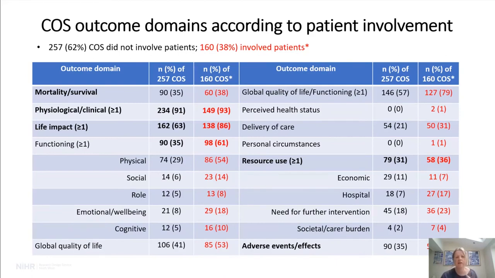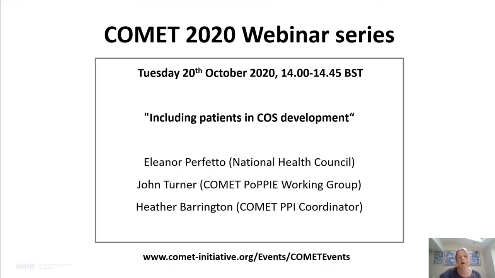If you look at life impact, you will see that of the core outcome sets that didn't involve patients, 63% of them included some outcome that would fit in a life impact domain, whereas that percentage went up to 86 when you ask patients. So those of you that have worked with patients before will recognise that as being something you'd anticipate, that patients really care about the impact of things on their life and not just physiological measurements, which often don't mean anything to them. Okay, if you want to know more about how patients are being included and different ways to involve patients in core outcome set development, again, there's another webinar and that's recorded and it's on the COMET database.